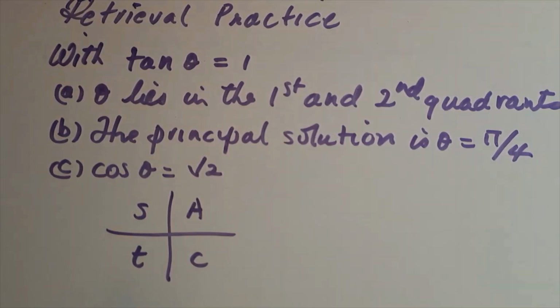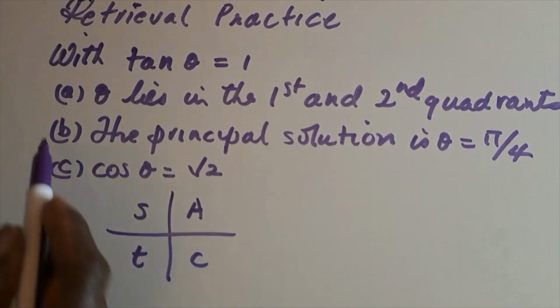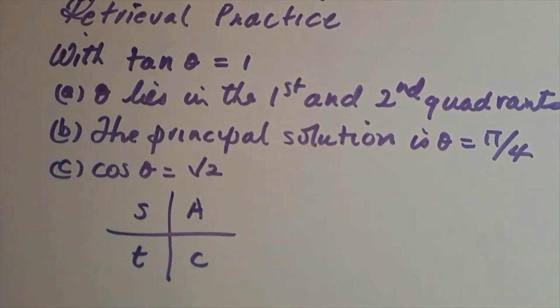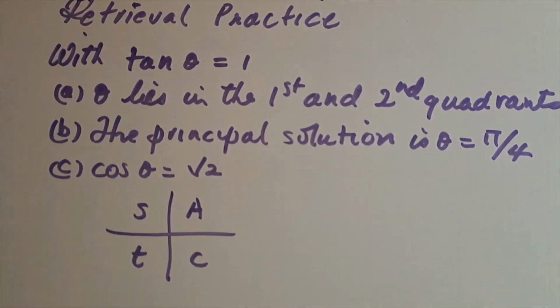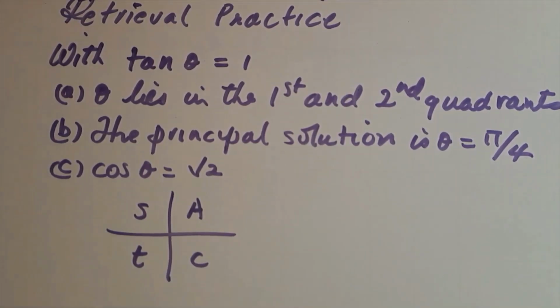So the first and the second quadrants: we can have the first quadrant where tan is positive, but not in the second. So this A is not a correct statement. B: The principal solution is theta equal to pi over 4. Well, we do know pi over 4 is 45 degrees, and tan 45 or pi over 4 is equal to 1. So that could be, but how do we know that it is a principal solution?